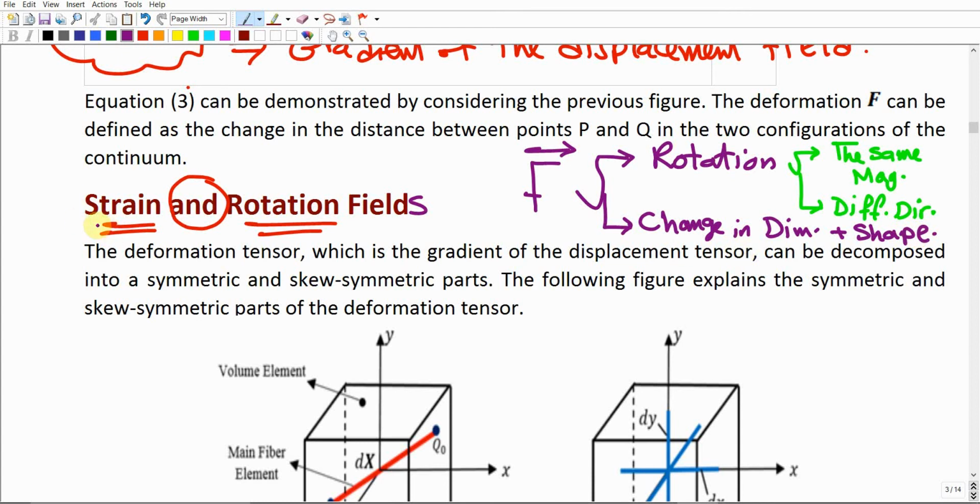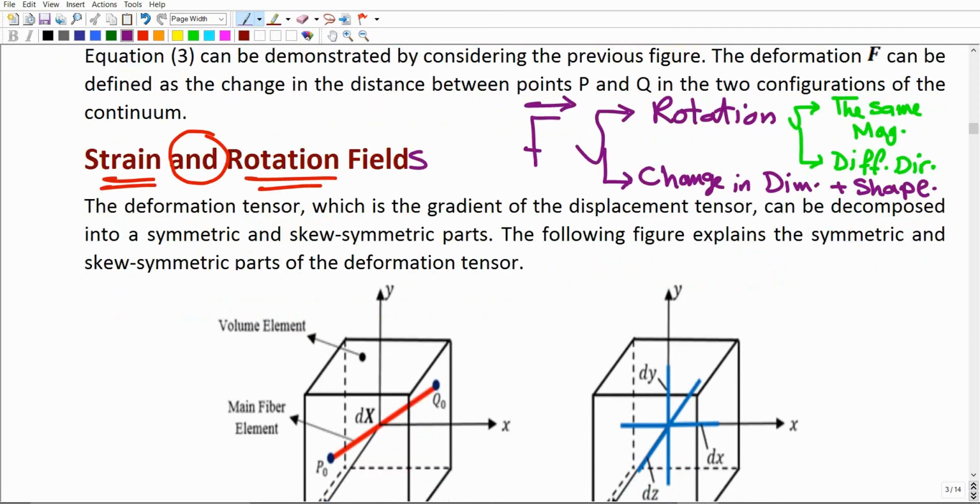So the strain describes changes in the dimensions and the shape, but the rotation describes the rotation of the object, assuming that it won't experience any changes. Both of them together define the deformation. So deformation is the general term that can be split into two terms: rotation and the changes in dimensions and shape. The change in dimension and shape is what we name the strain. Make sense? So the deformation tensor is a general tensor.